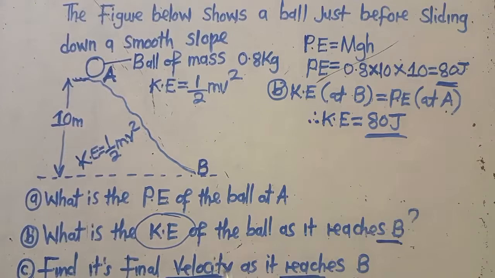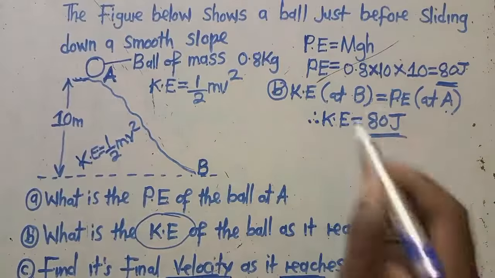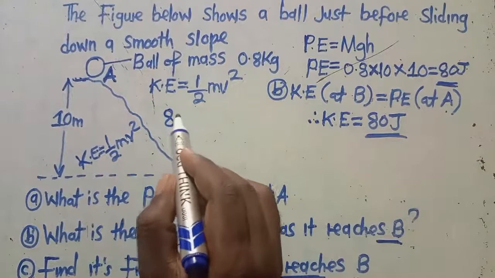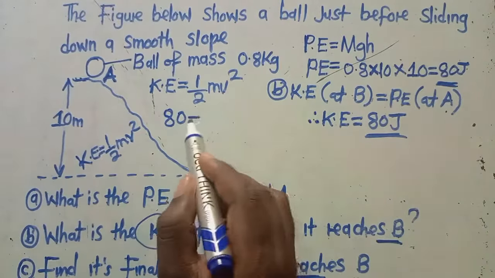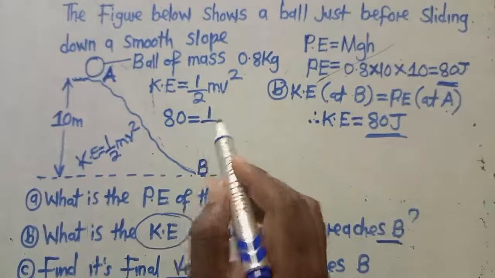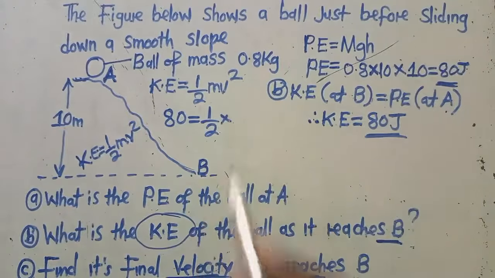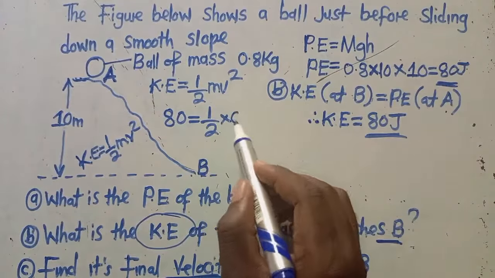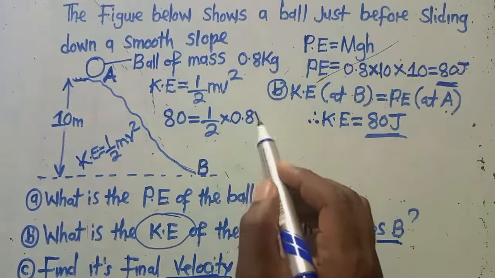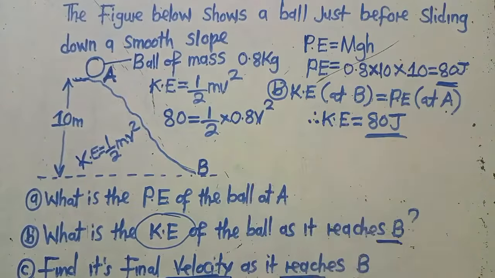For us to be able to find its final velocity, we know kinetic energy is 80. I put 80 there, which is equal to 1 over 2 times the mass. The mass is 0.8. Then I put v squared, where I'm going to do some calculations. What will be the answer in this case?